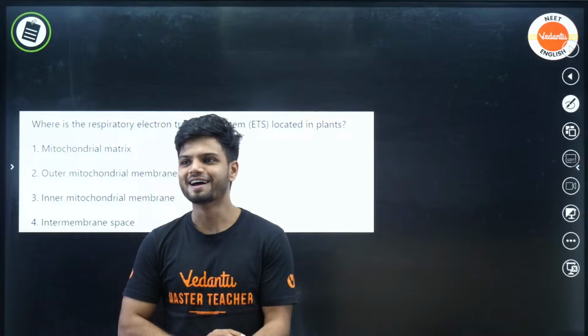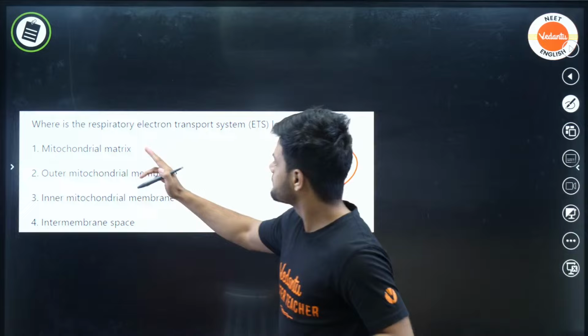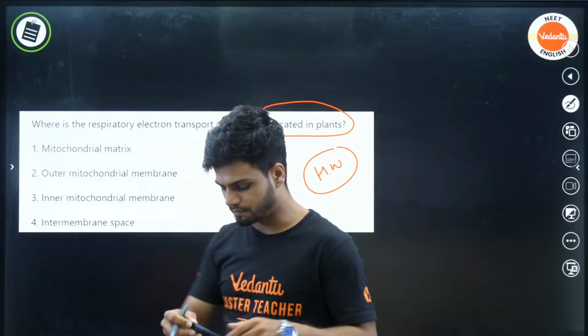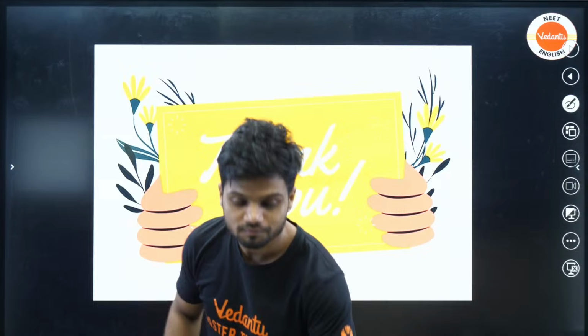The last one is your homework question. Try to solve this homework question and we will stop the class today. This is the homework question here. Hopefully this is visible; if it's not visible, next time I'll change it. Where is the respiratory electron transport chain located in plants? Where is the ATP synthesis happening? That is your homework question. This also is a NEET PYQ. That is the end of your chapter, respiration in plants.